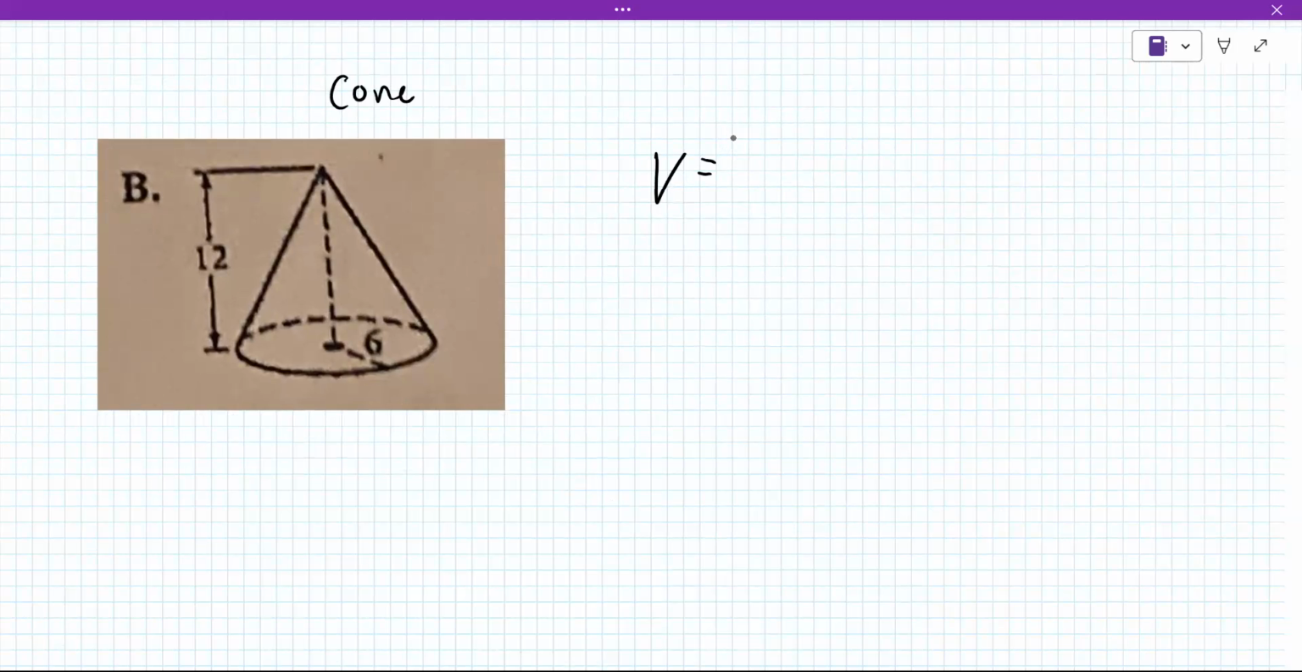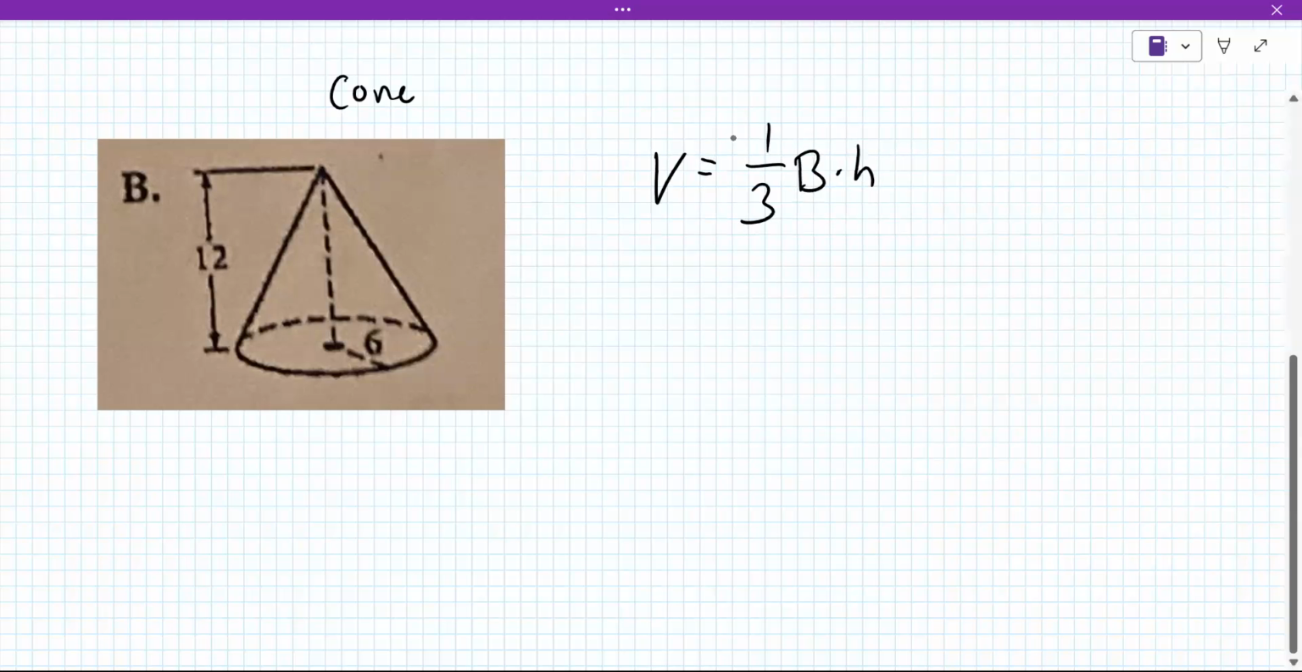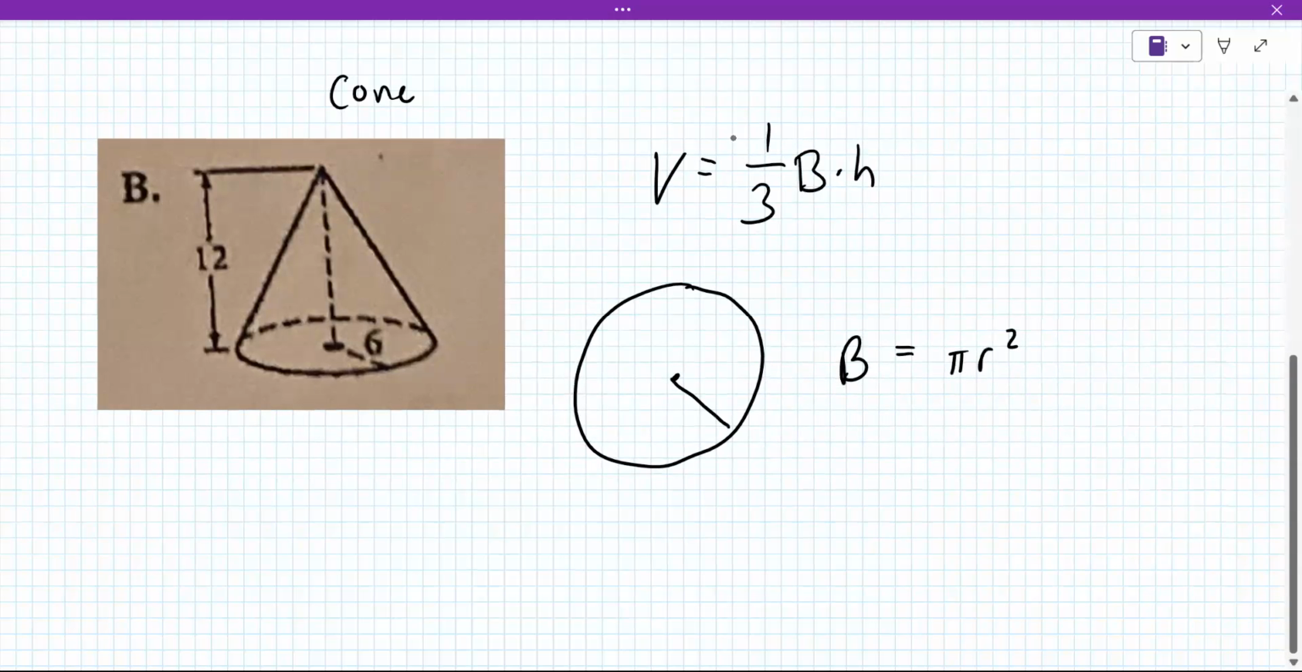What is it? I'm going to tell you. It's one third pi r squared times the height. It's one third base times height. Good. Now, what is the shape of the base this time? The circle. And you just told me the area of a circle is pi r squared. What is the radius of this circle? 6. Okay, can you give me the area of the base? And again, use 3.14 for pi.